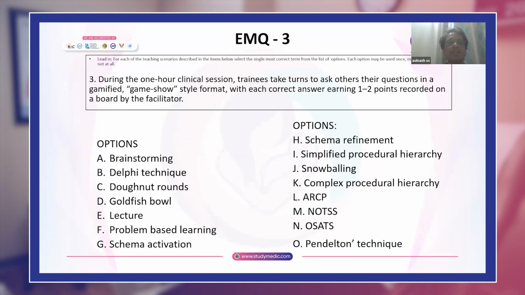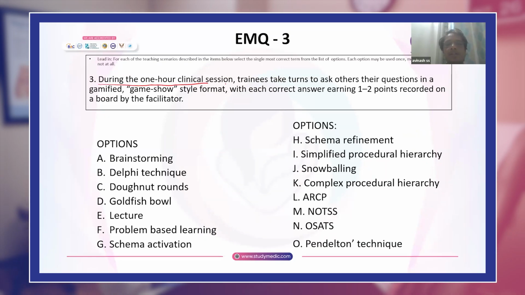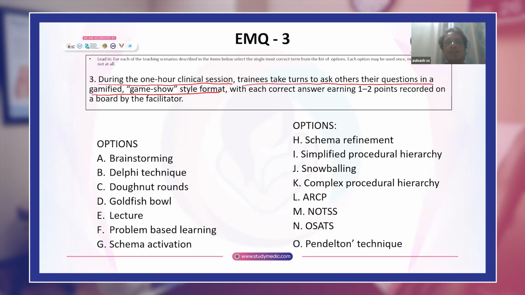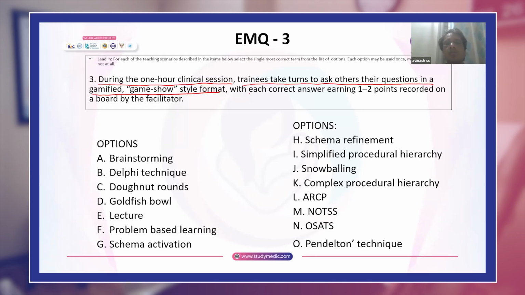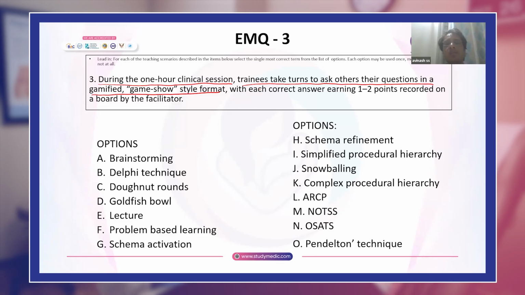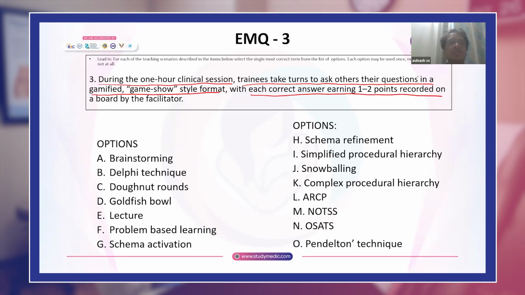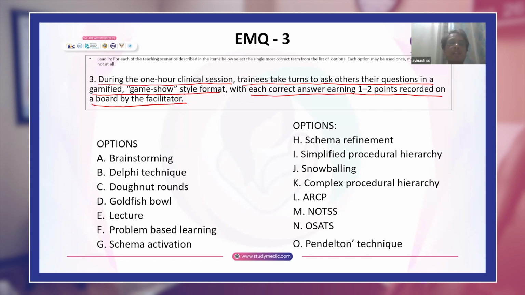The next scenario is during a 1 hour clinical session, trainees take turns to ask others a question in a gamified game show format. So they will ask one group, they will ask a question to the other group. The other group will answer. Then the other group will ask a question to the first group, and then they will answer. In each round, this is exchanged. Okay, it is facilitated by a facilitator or a surgeon, whoever is doing those rounds. He will facilitate it. And this type is actually called donut rounds.